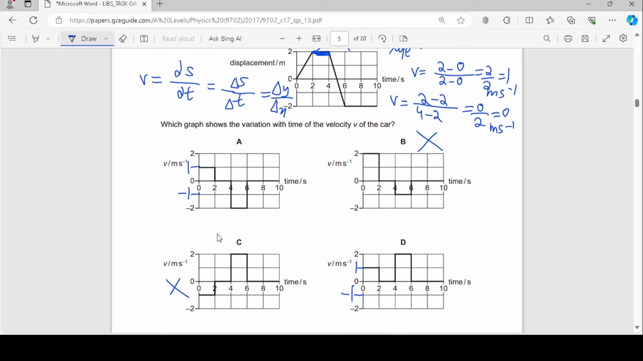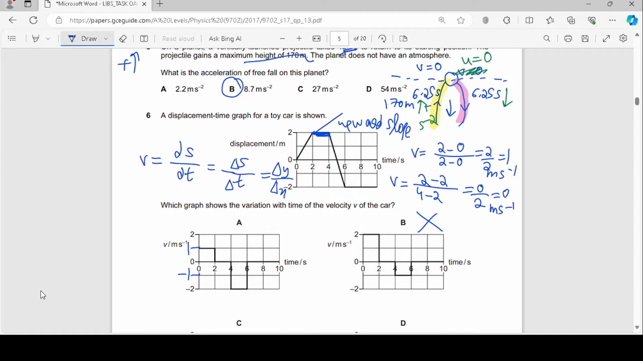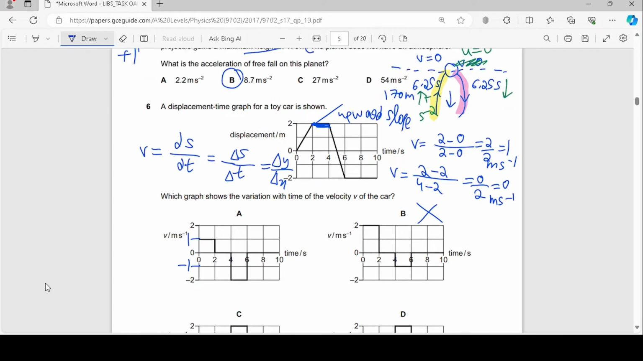So let's see which graph has that. This is just showing an abrupt change, so that doesn't really affect anything, it's just how you draw a graph. I suppose you could also not draw it, but anyways, the point here is that 2 to 4 is shown as 0 here and 0 here, so A and D are both still contenders.